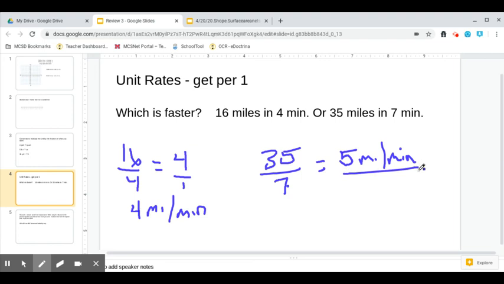Okay, who is faster? Person going 5 miles in a minute is a little faster than the person only going 4 miles in a minute. They're a mile per minute faster. Okay? Keep this in mind. Always get it per 1 when you want to compare, or per something else. They have to have the per thing the same.